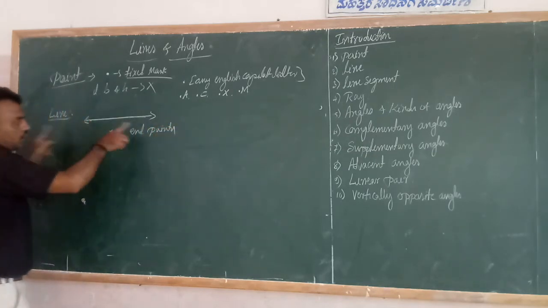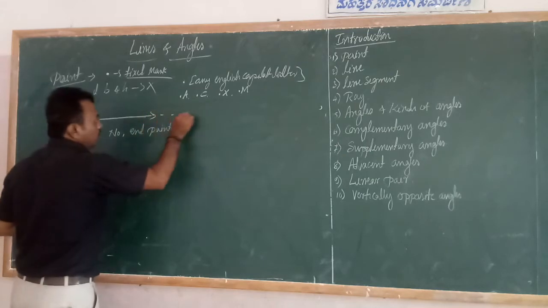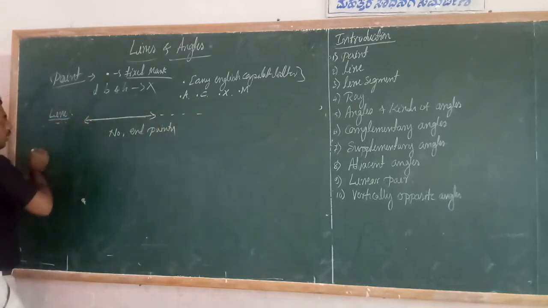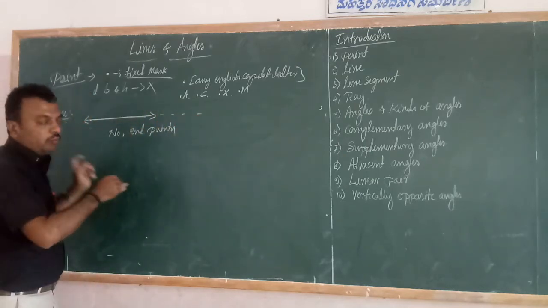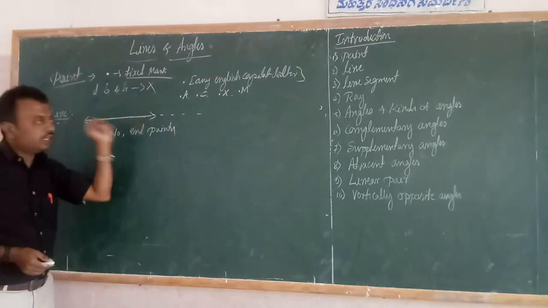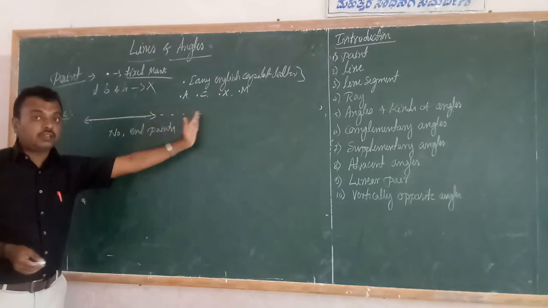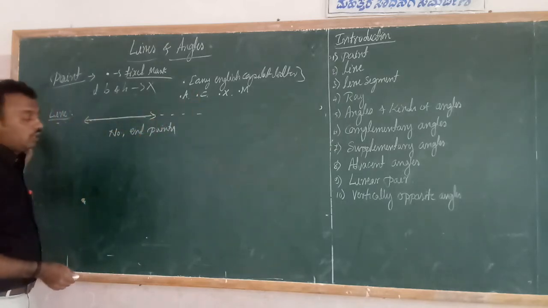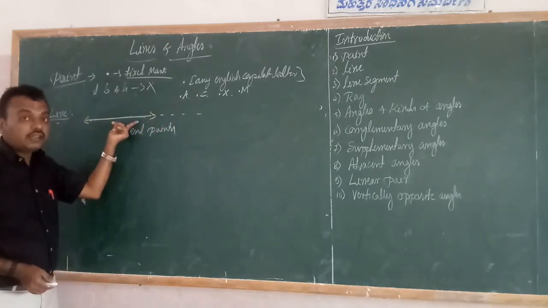A line does not have any end points. That means the line is extended on both sides, left and right. It is expandable. It is not endless.